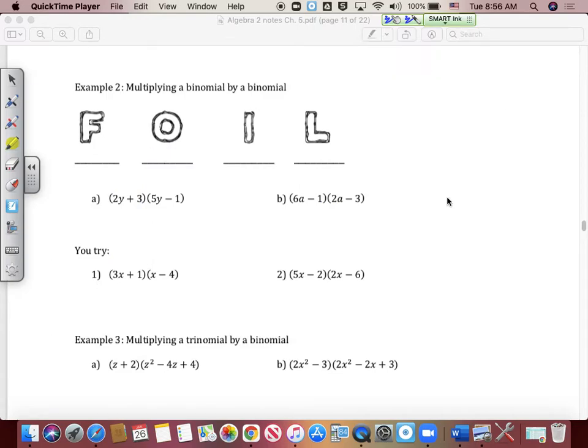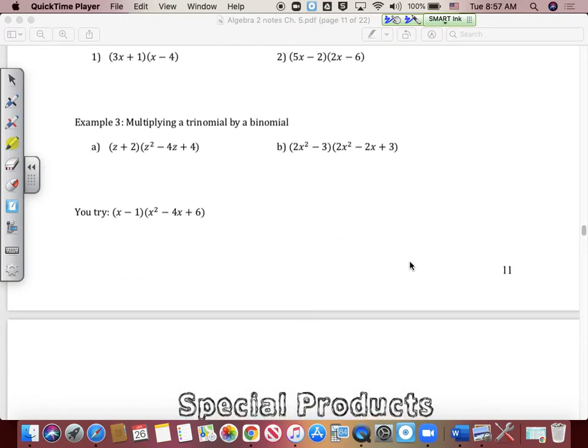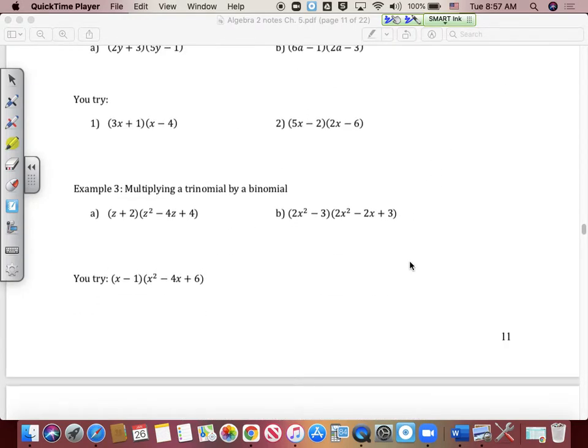And the last thing we're going to do today is multiply a trinomial by a binomial. That means we're going to be multiplying something that has 3 terms, so 1, 2, 3 terms, that's what trinomial means, by something with 2 terms, that's what bi means. So this has 2 terms, this has 3 terms.